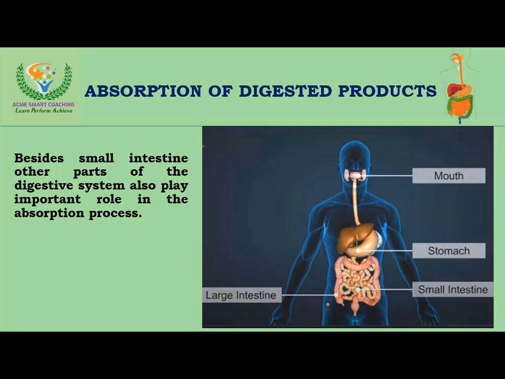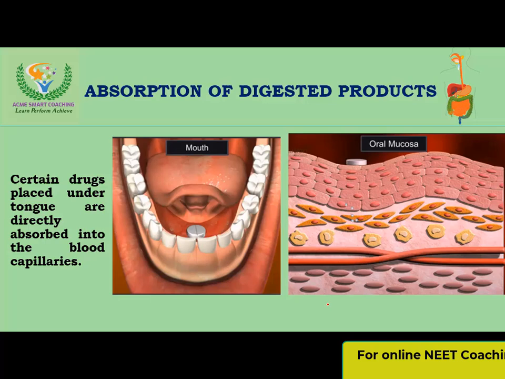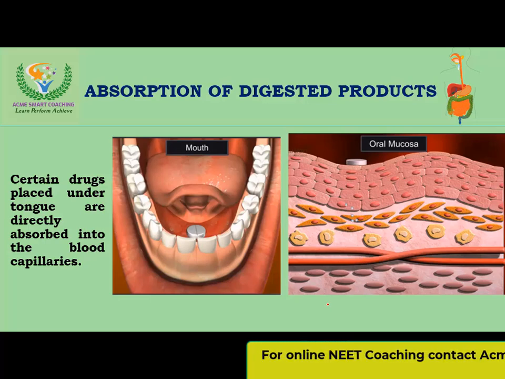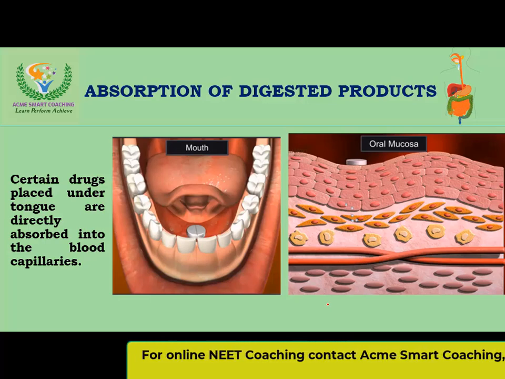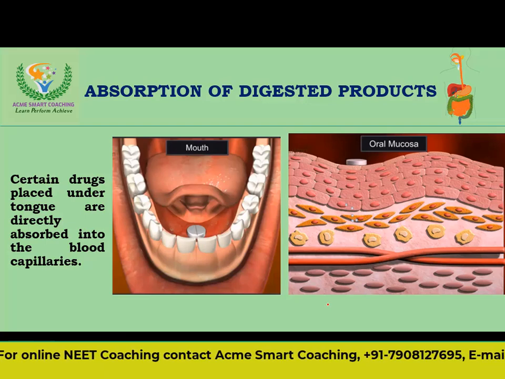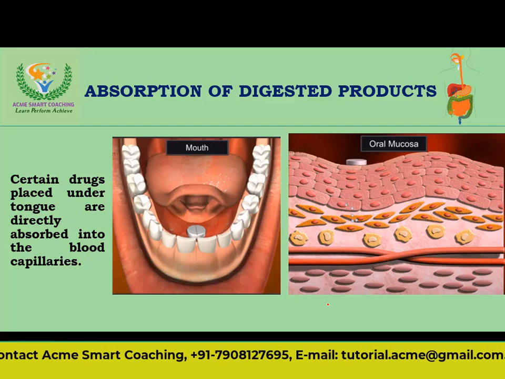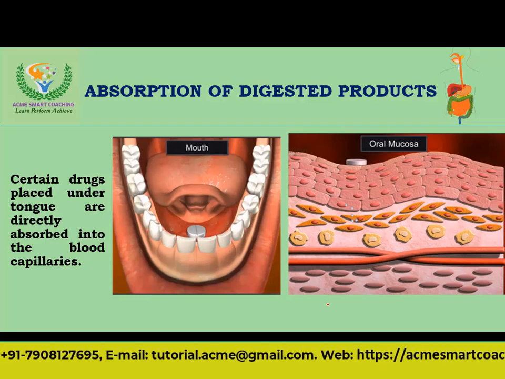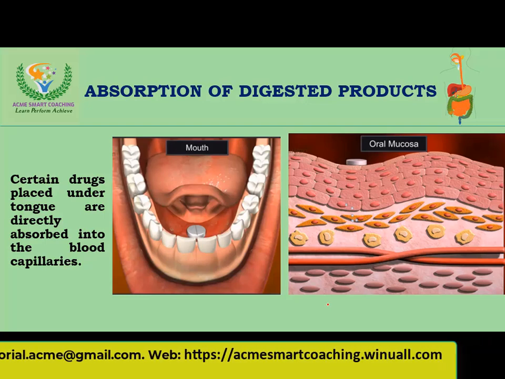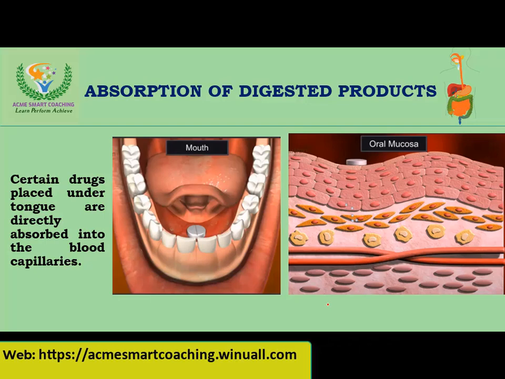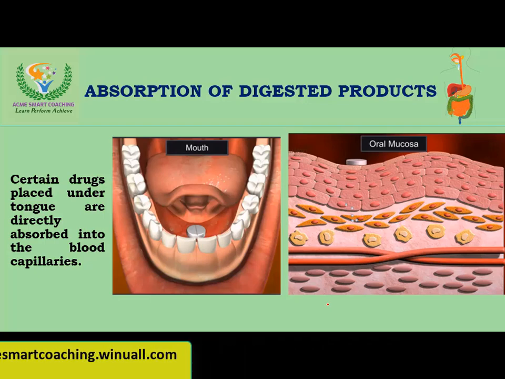Now we see there are different parts of the alimentary canal which are involved in the absorption of digested products: mouth, stomach, small intestine, and large intestine. So when summarizing the substances absorbed by these different parts, from the mouth, certain drugs placed under the tongue are directly absorbed into the blood capillaries through oral mucosa.